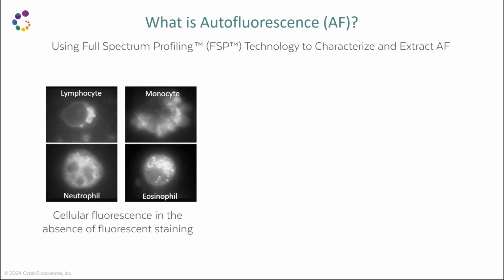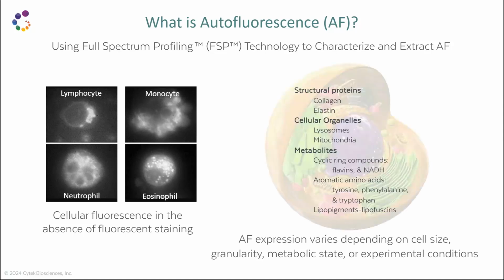And that comes because cells, when they pass through the instrument, emit fluorescence, even if they have not been stained with anything. The components within the cells can be excited by the laser and then emit fluorescence. And that happens because cells have structural proteins, cellular organelles, and metabolites that emit fluorescence.